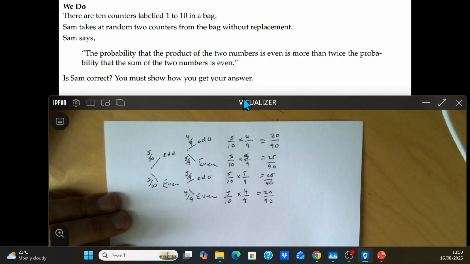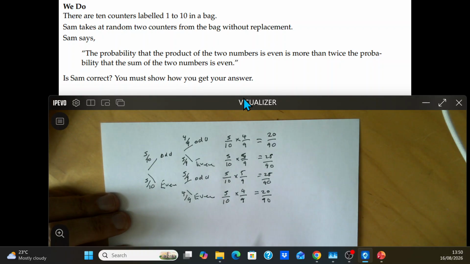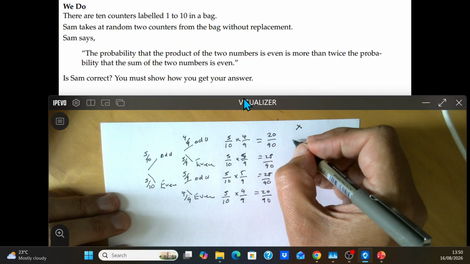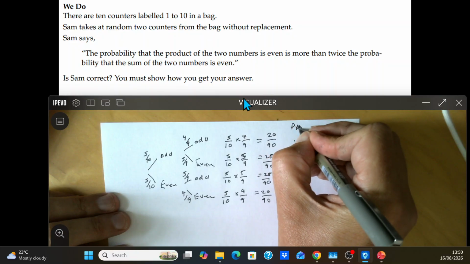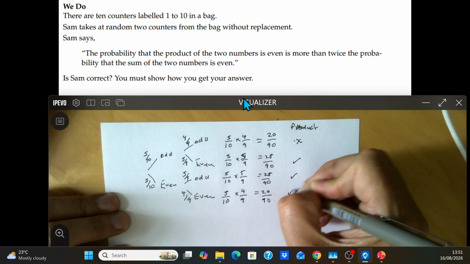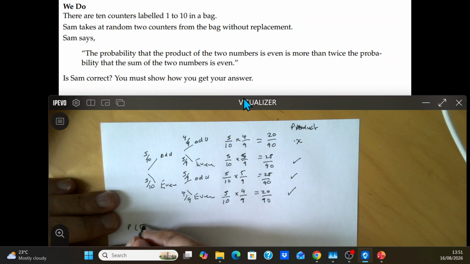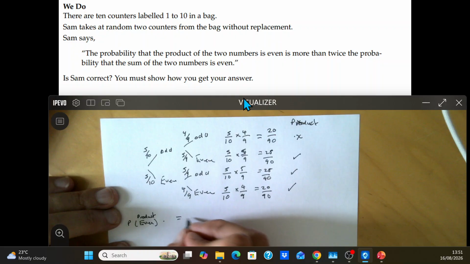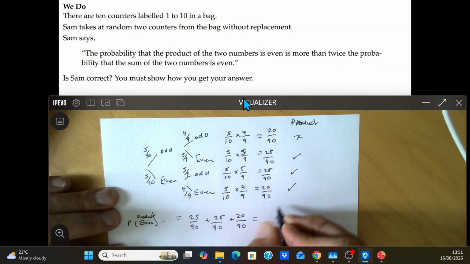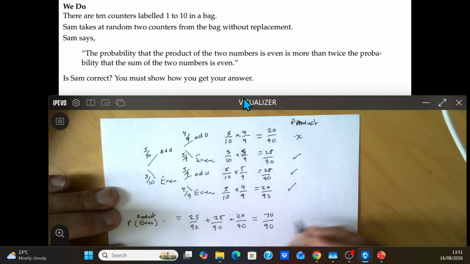Right. The question is talking about the product. So when is the product even? I'll just do the product first. Odd times odd is odd, so I'm just going to write product because I think that will confuse. So that doesn't count. That does, that does, that does. So probability of product even equals 25 over 90 plus 25 over 90 plus 20 over 90, which gives me 70 over 90.